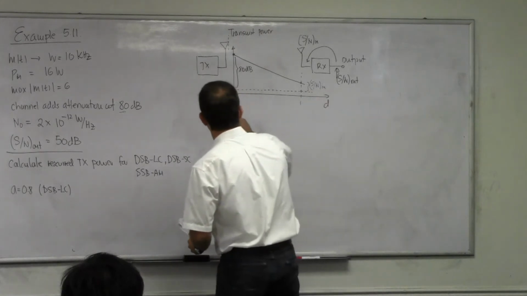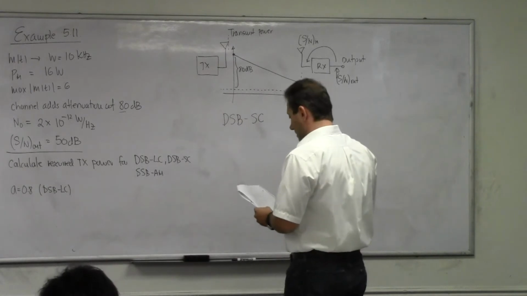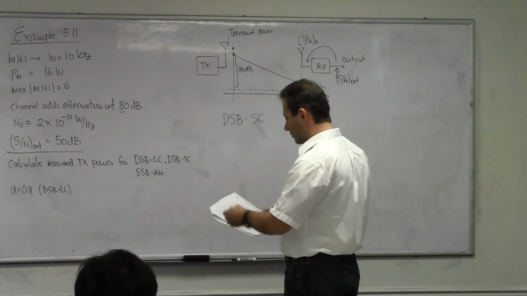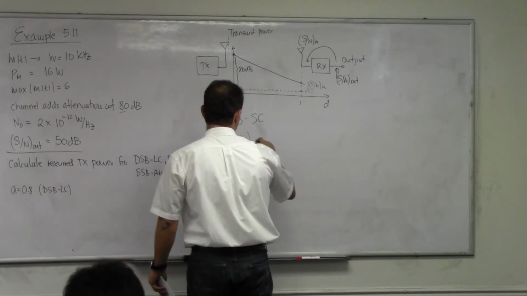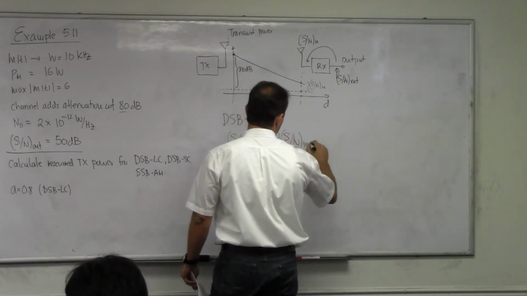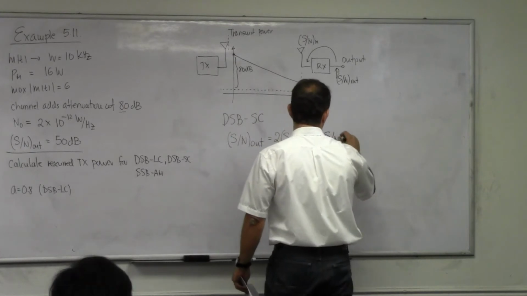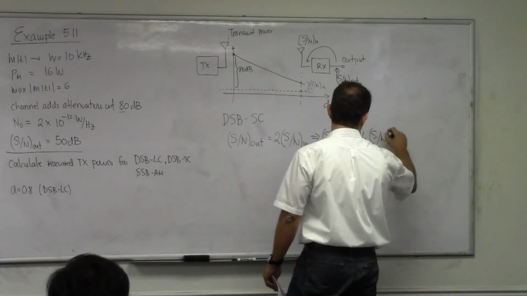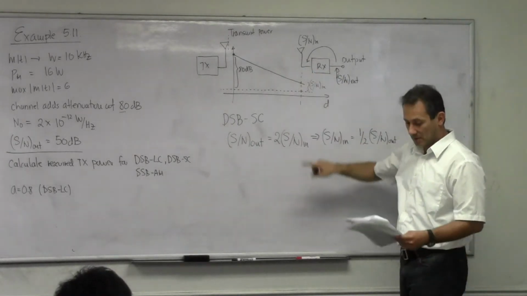So let's first look at what happens in the case of double sideband suppressed carrier. And I have a mistake in my notes right away. So in this case, signal to noise at the output is equal to 2 times signal to noise at the input, right? So from here, I can calculate signal to noise at the input. It needs to be 1/2 of the signal to noise at the output, right? This is from my receiver here. That's this relationship here.